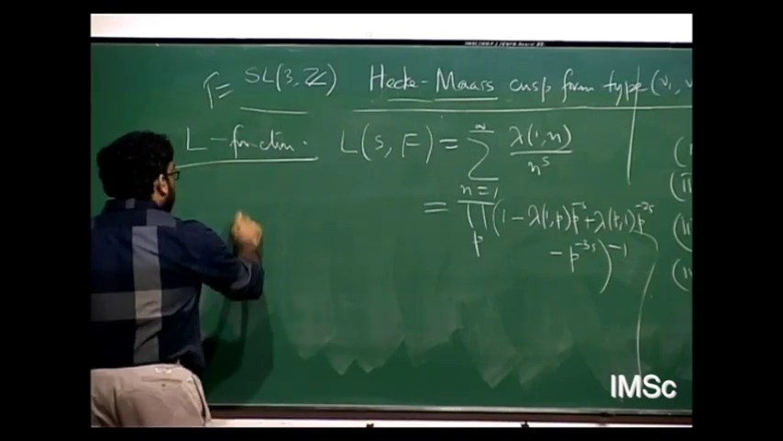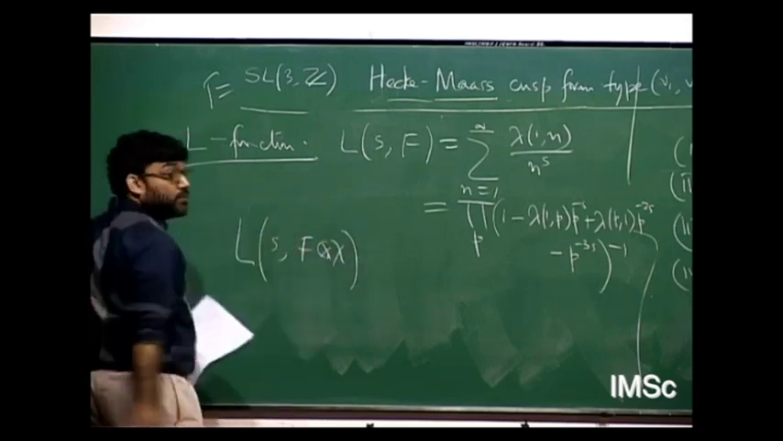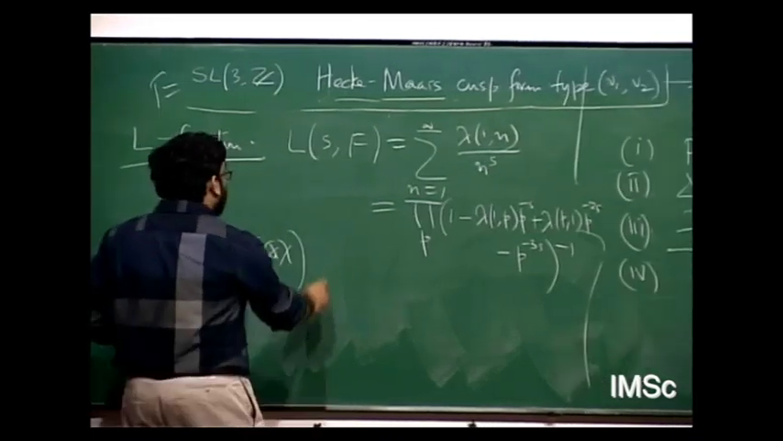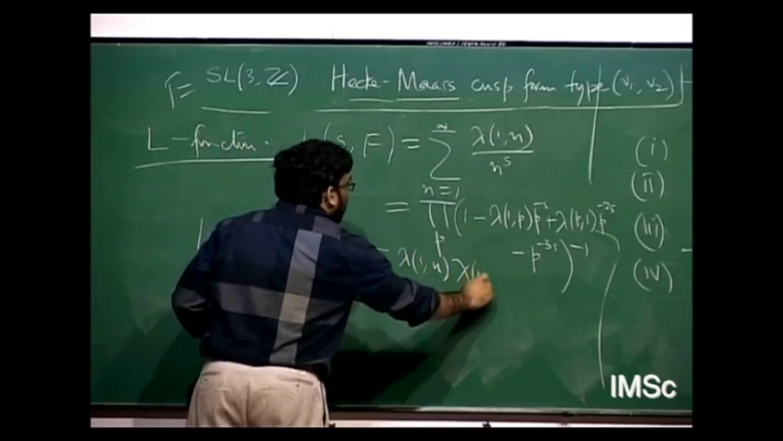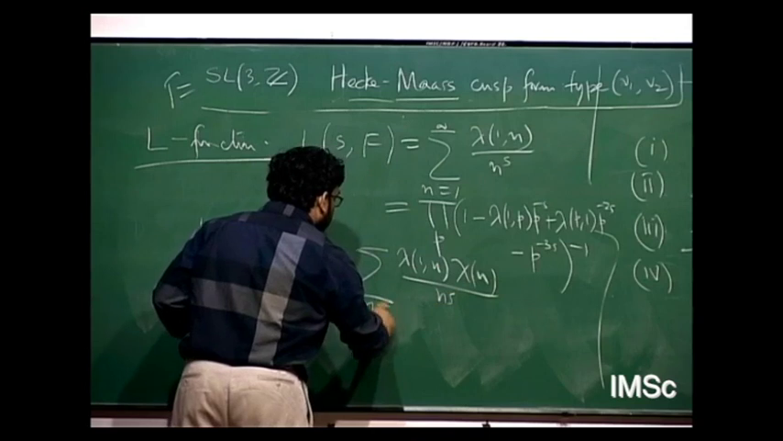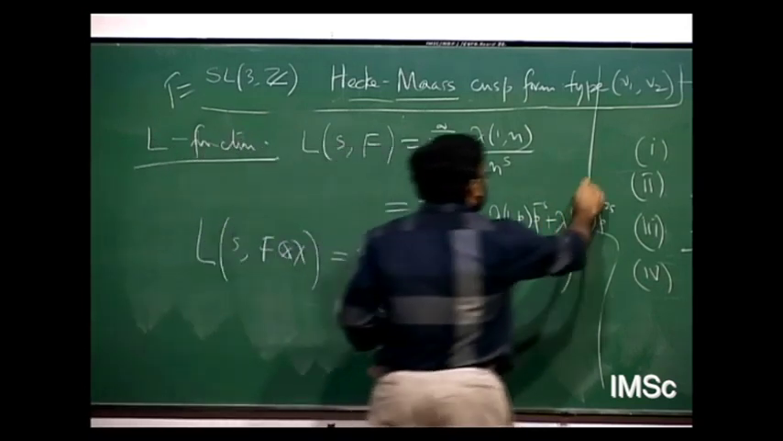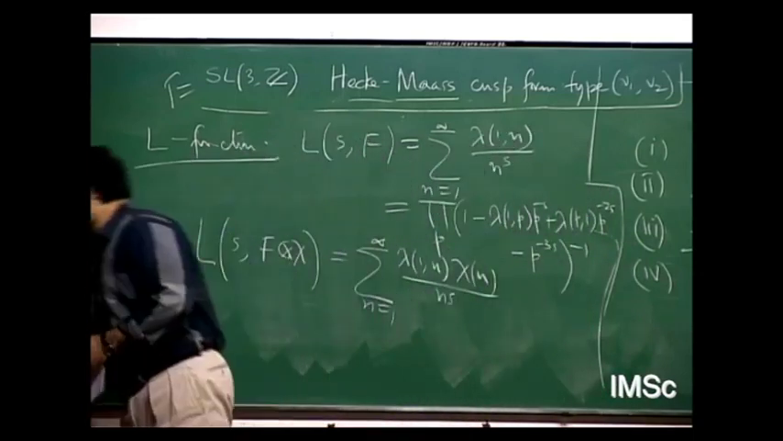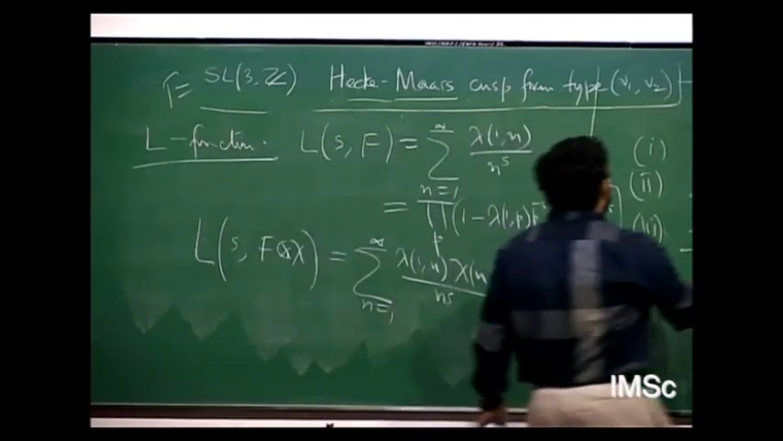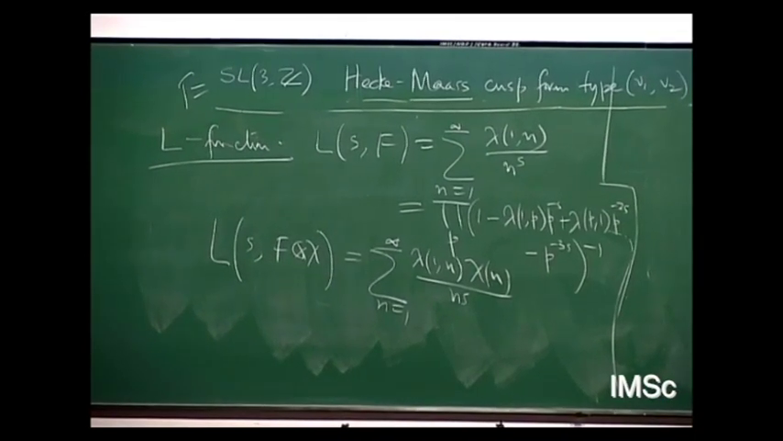And we can also define the twisted L-function. So if you start with a chi as before, a primitive character modulo d, we define the twisted L-function by the sum of chi(n) lambda(1, n) over n to the power s, where n runs from 1 to infinity. It also has an Euler product of similar type. So one can prove that they have analytic continuation. A priori they're absolutely converging for sigma greater than 1, where sigma is the real part of s. And they have analytic continuation and functional equation.